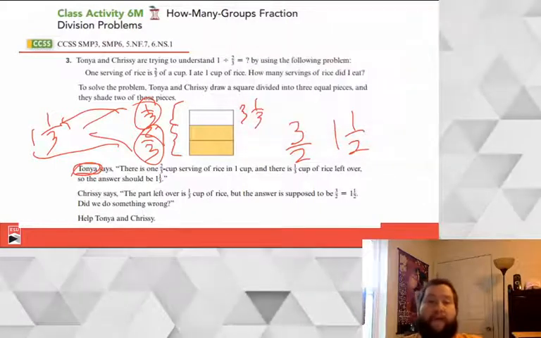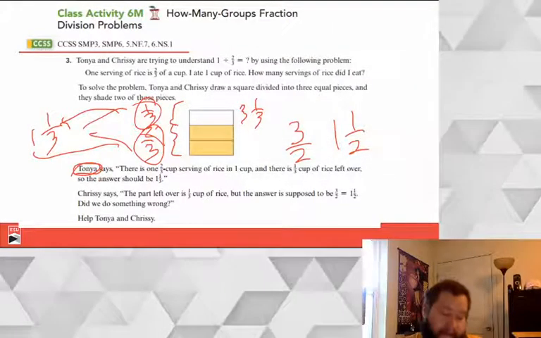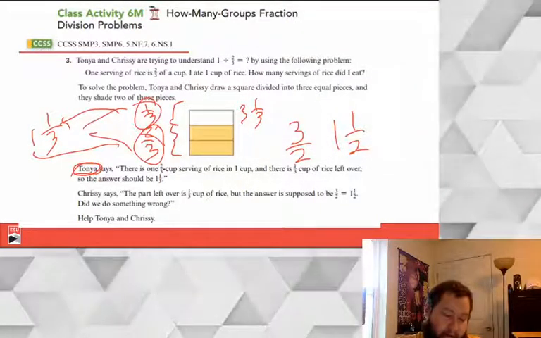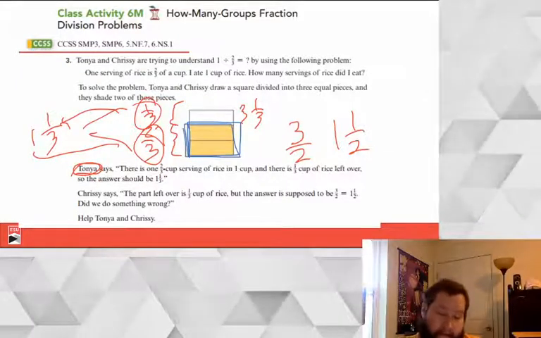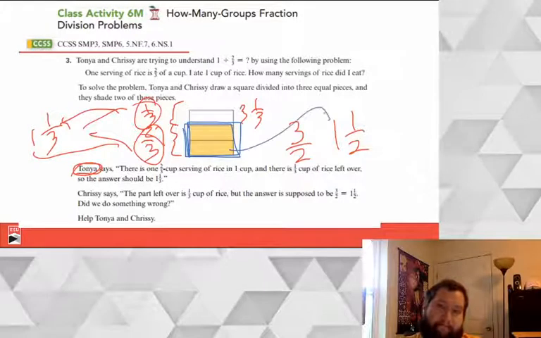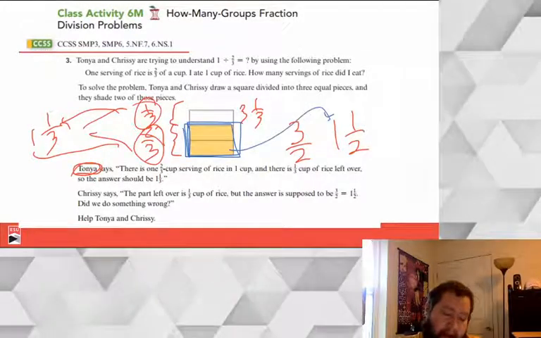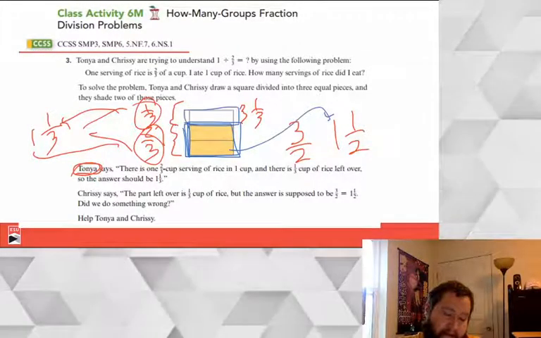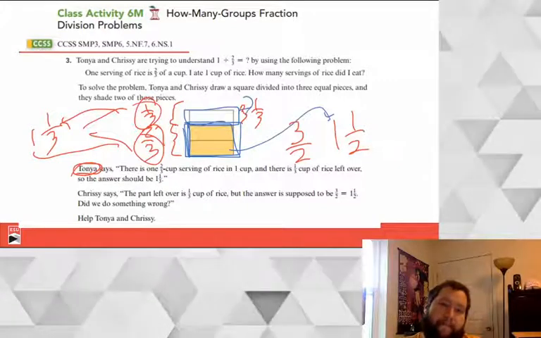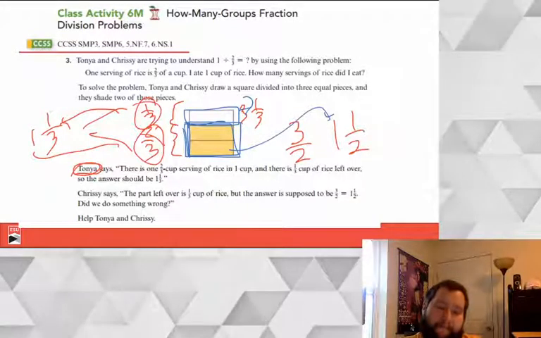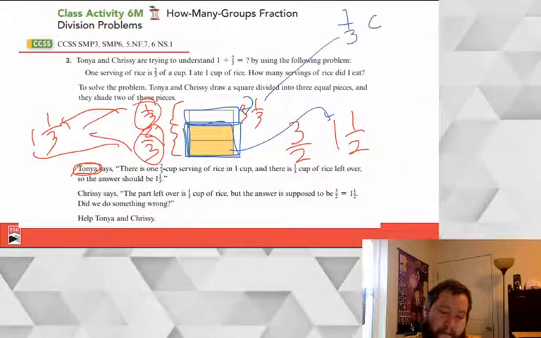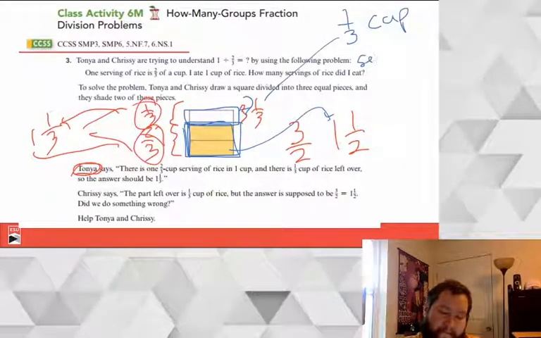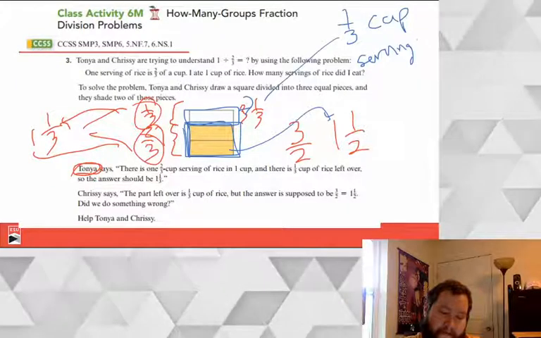Well, what we see first is that there is in fact 1 whole serving here, right? We know they ate more than 2/3, so they ate a whole serving. So that 1 is there. And I agree that this is 1/3 of a cup. But what's a serving? So we have 1/3 of a cup, but a serving is 2/3.